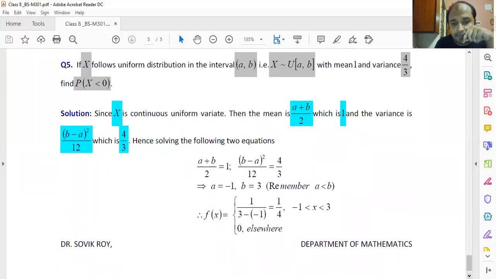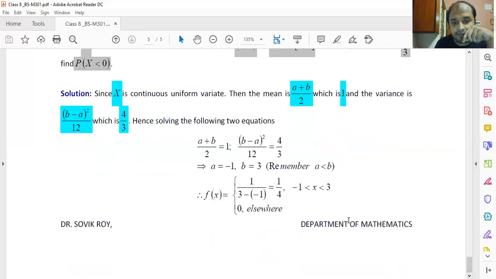The remaining portion of the problem I have kept for you. It's homework for you. For the time being, before the examination, you don't have to calculate this, but do calculate and find out the probability that x takes a value less than 0. Use the function and integrate from minus infinity to 0. You have got the function now, so integrate it from minus infinity to 0 and see what value comes. This is homework for you.